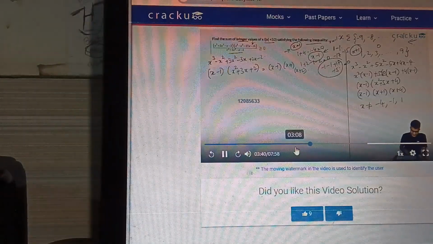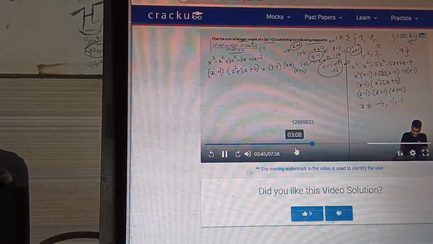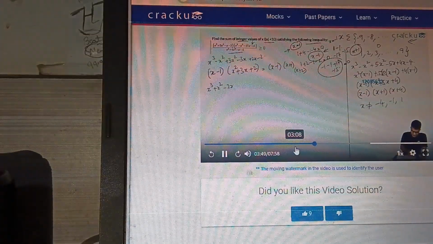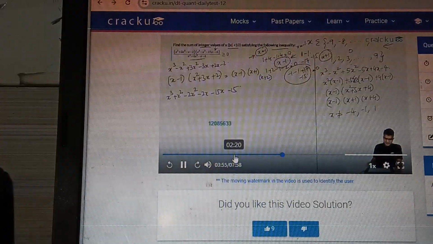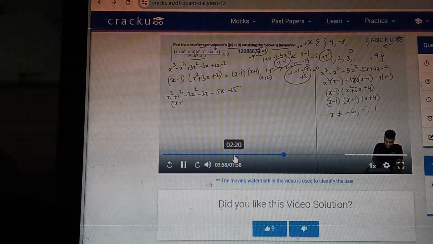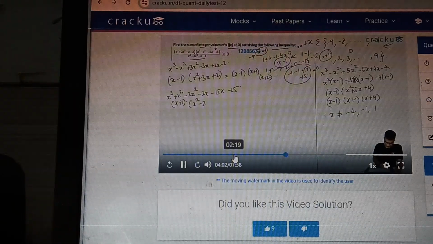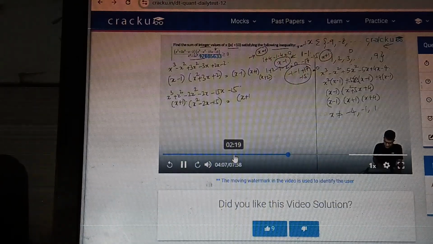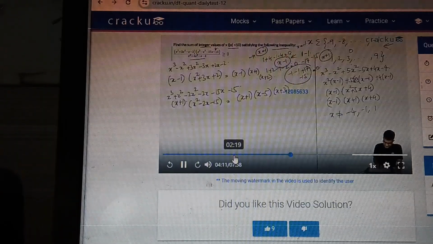So now let us try to factorize it accordingly. x cube minus x square minus 17x minus 15 can be written as x cube plus x square minus 2x square minus 2x minus 15x minus 15. This is equal to (x plus 1) into (x square minus 2x minus 15). This is equal to (x plus 1) into (x minus 5) into (x plus 3).